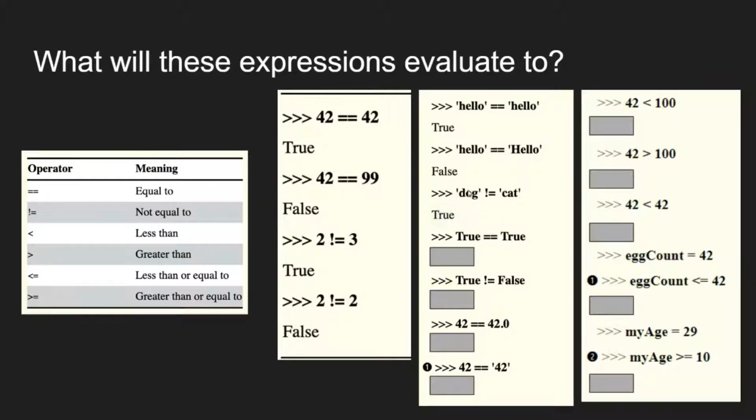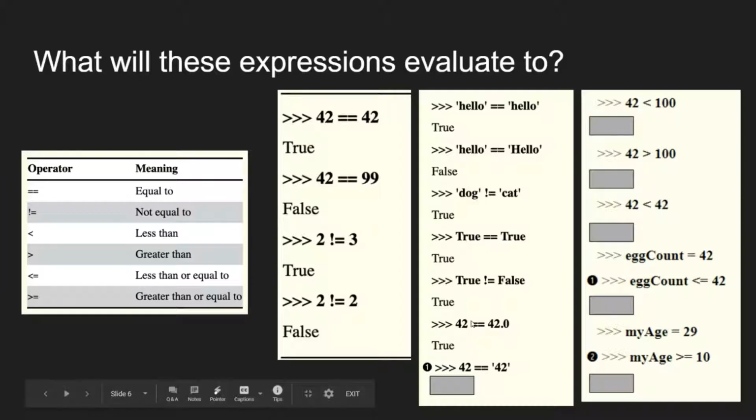Now we've done integer values, we've done string values, we can even use Boolean values for this. So true equals true, that's true. True doesn't equal false, this also evaluates to true. Now interestingly, Python is a little smart in that it can tell if the integer value of 42 is equal to the floating value of 42. But it can't tell if the integer value of 42 is equal to a string with characters 4 and 2.